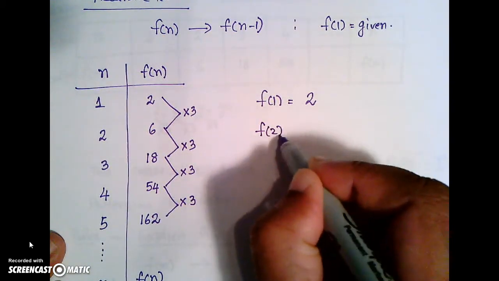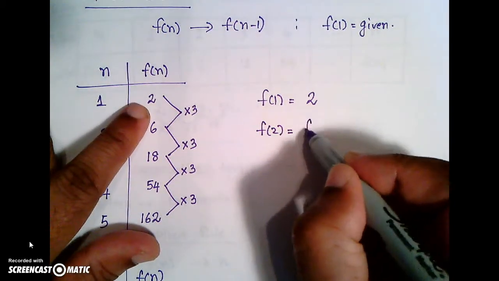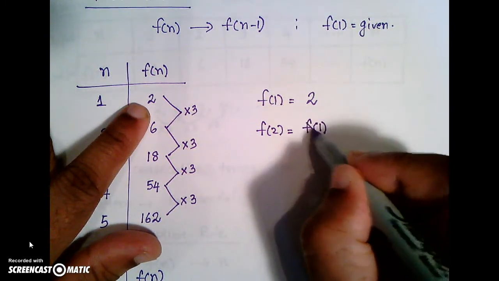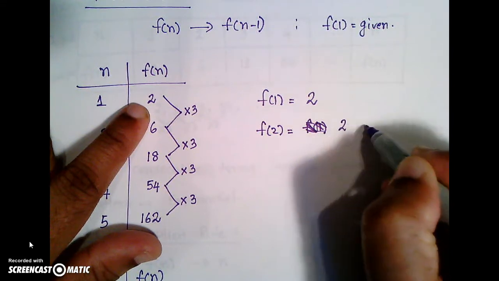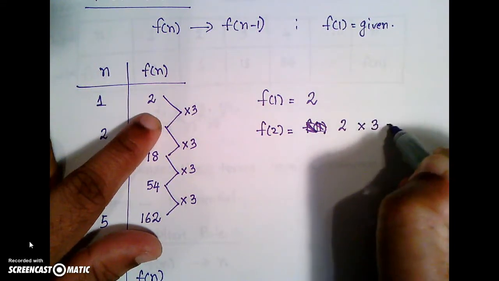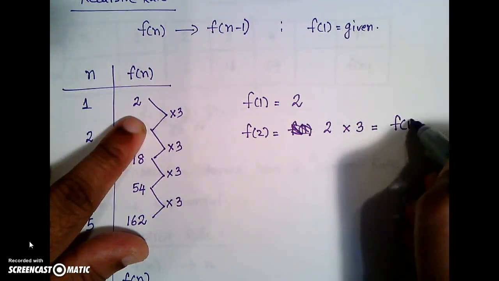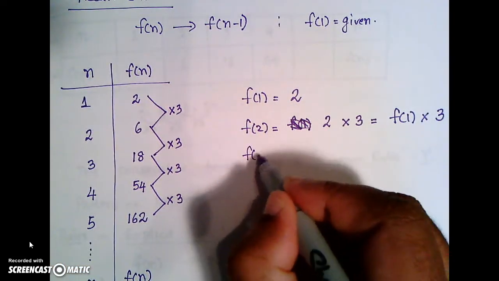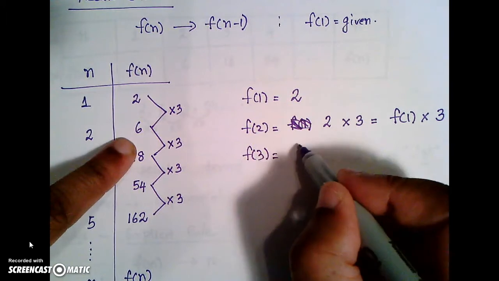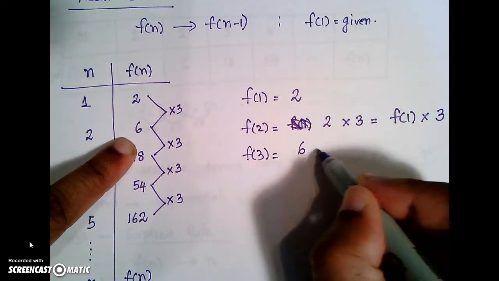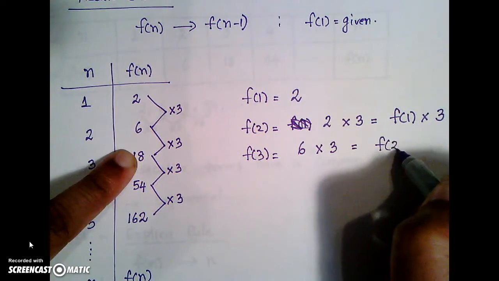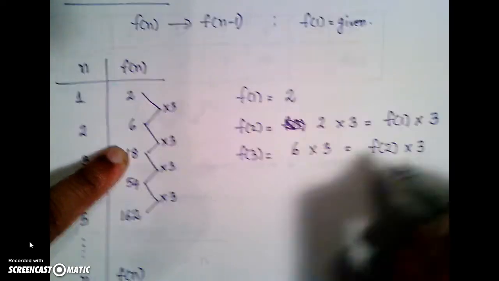F of 2 is I take my first term, which is 2, and I multiply it by a common ratio. So this is f of 1 times 3, right? For my third term, I take my second term, which is 6, and I multiply it by a 3. This is f of 2 times 3.